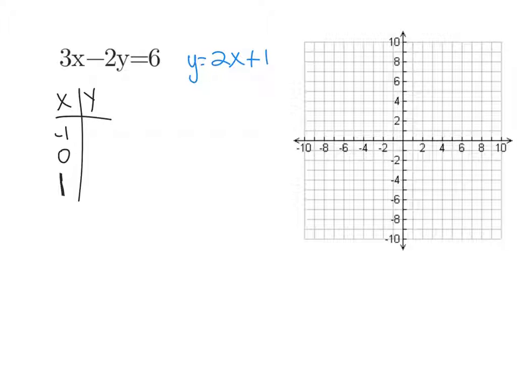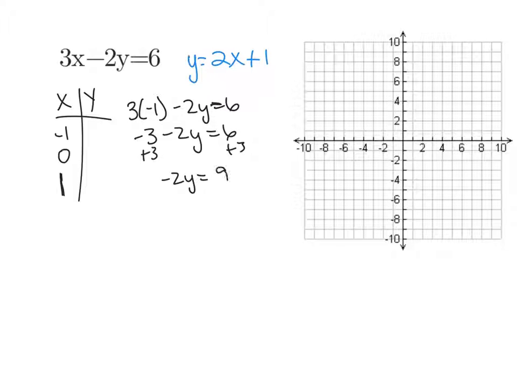So you start plugging them into the equation. 3 times -1 minus 2y is equal to 6. I'm going to solve for y because I want to know what y is to put it in the table. That's -3 minus 2y is equal to 6, which is just a two-step equation. Remember our last unit, we add 3 to both sides. Then we get -2y is equal to 9. Divided by -2, y is equal to -9 over 2.